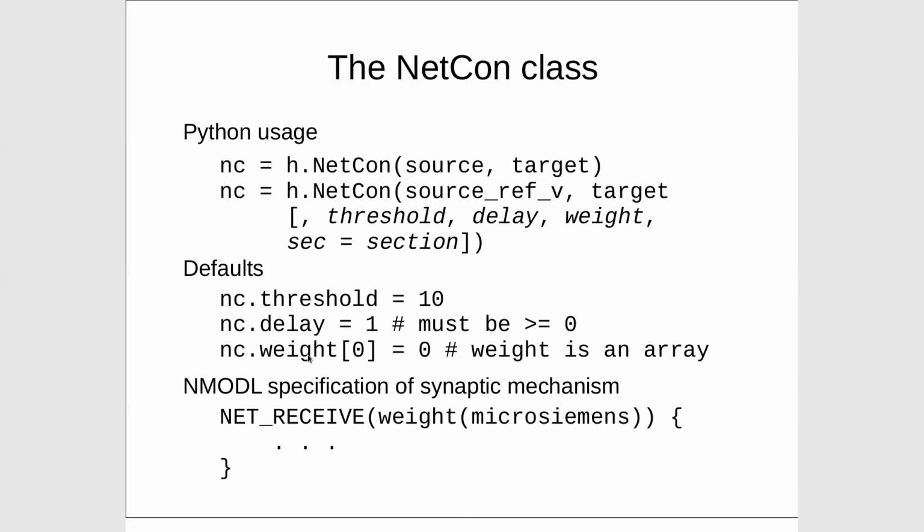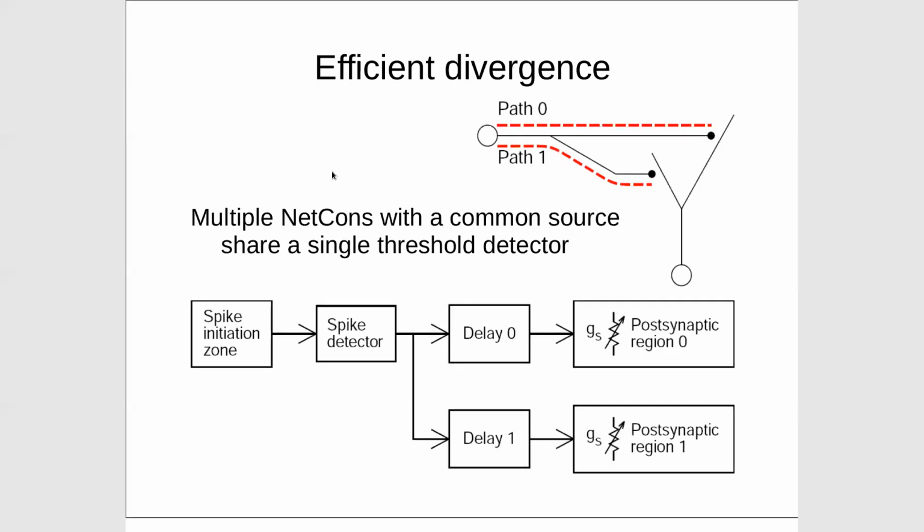Okay? And what's the characteristic of our synaptic mechanism that receives the events? Its NMODL model specification needs to contain a NET_RECEIVE block that contains statements that tell the mechanism, here's what you do when you receive an event. When an event is delivered to an instance of this mechanism, here's what the mechanism does. Okay, so where does that get us?